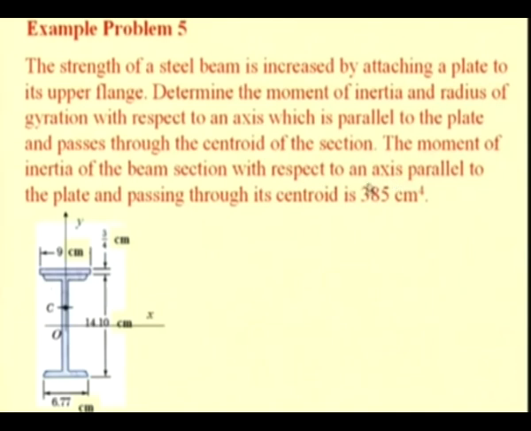It is given that the moment of inertia of only the beam section for an axis which is parallel to the plate and passing through the centroid. The centroid of this beam section is this O itself, because we see that it has two axes of symmetry and it passes through O, and so with respect to this axis it is given as 385 centimeter to the power of 4. Now, in order to determine the moment of inertia and radius of gyration, we decompose into the areas for which we know these quantities.